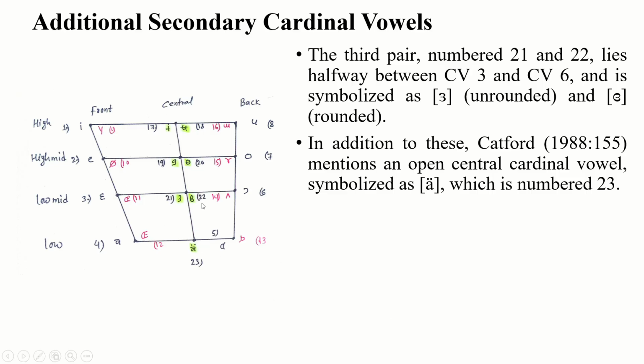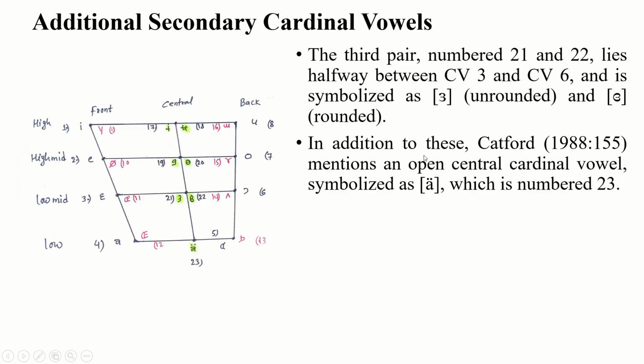Okay, and the third pair is this one, 21 and 22. It is the third pair of additional secondary cardinal vowels, and they lie halfway between 3 and 6. Cardinal vowel 3 and 6, and is symbolized as this type of symbol. It is unrounded, and another is 22 number vowel, symbolized as this type of symbol, and it is rounded. So these are 22. Now there is one more, that is 23 number cardinal vowel.